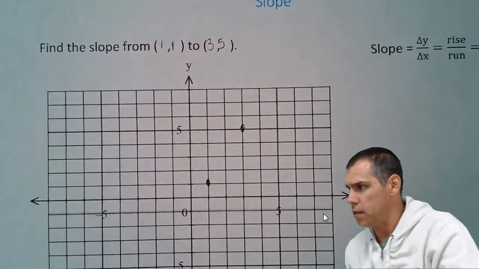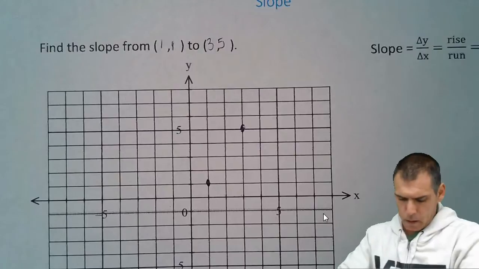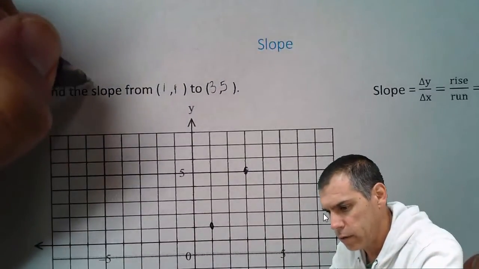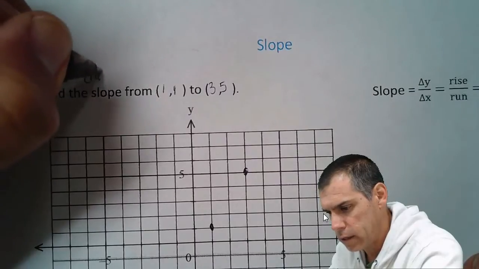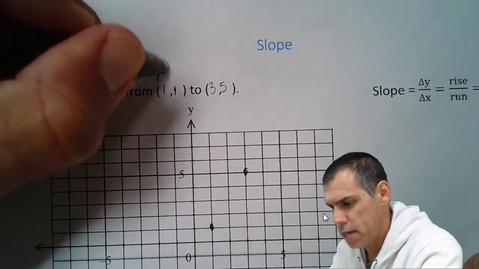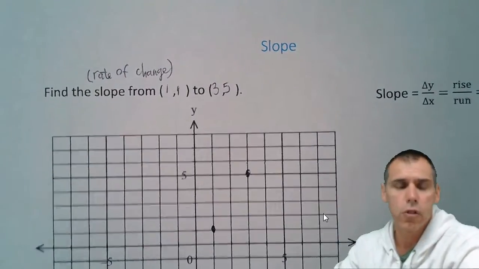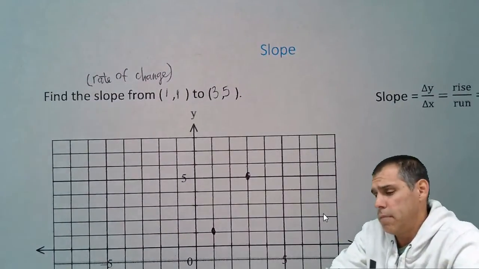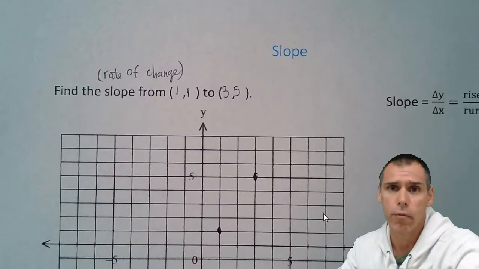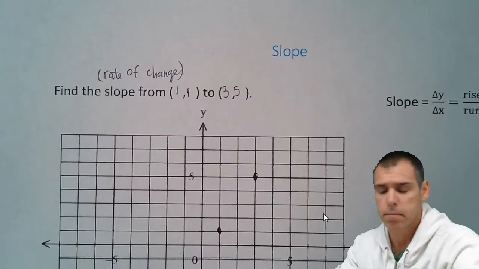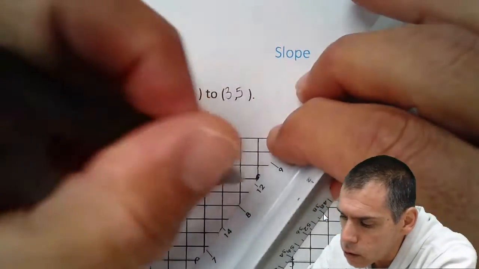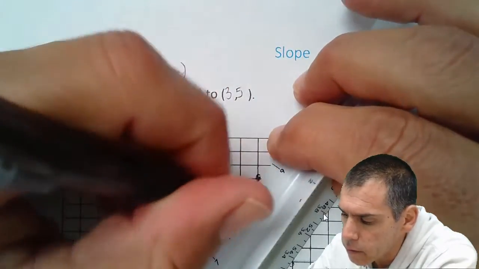So the slope is also known as the rate of change. So slope, rate of change, it's all the same thing. Change in y, change in x, rise and run. These are all different ways of describing the slope of a line. And I'm going to draw this line like this.